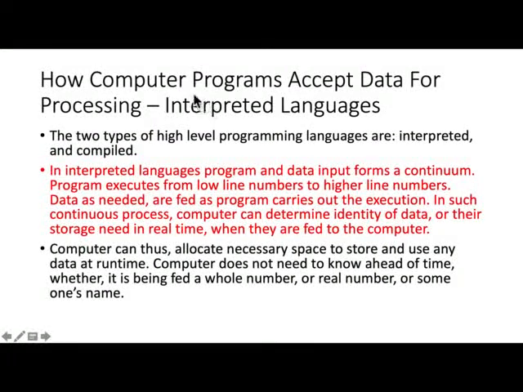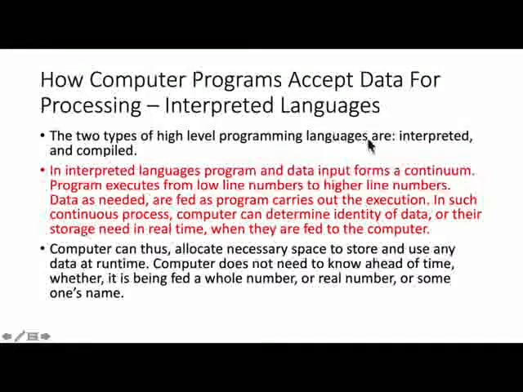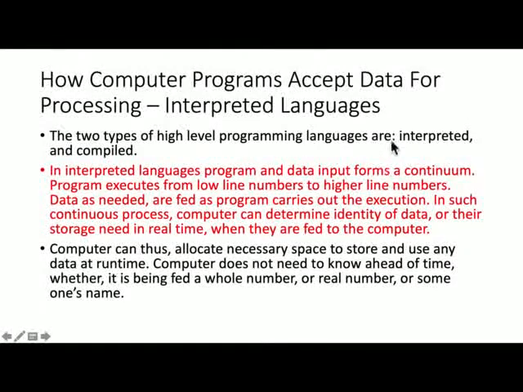So how computer programs accept data for processing has an effect on whether we need data types or not. First, we are going to talk about interpreted languages. Two types of high-level programming language are interpreted and compiled. Chapter 1 of my ebook describes interpreted and compiled languages, but let me just revisit that for a moment.